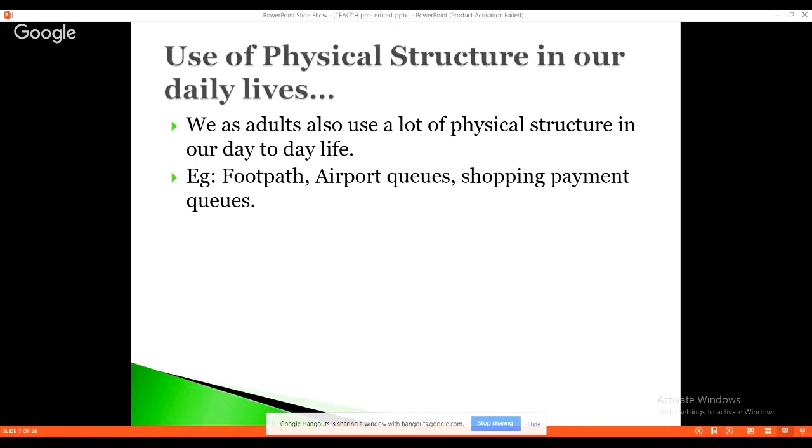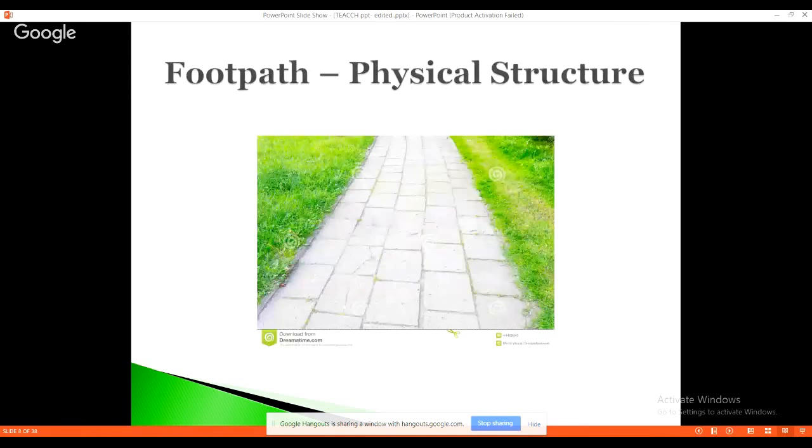It is about use of physical structure in our day-to-day lives. Now, we as adults also use a lot of physical structure. Some of the examples would be the footpath. We know where to walk. We know that this is the path. In this photo there's a big lawn, but this is the place. So it's physically demarcating the lawn, and it shows us that this is the path where we can walk.